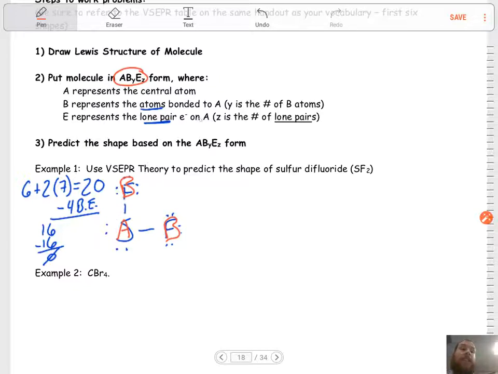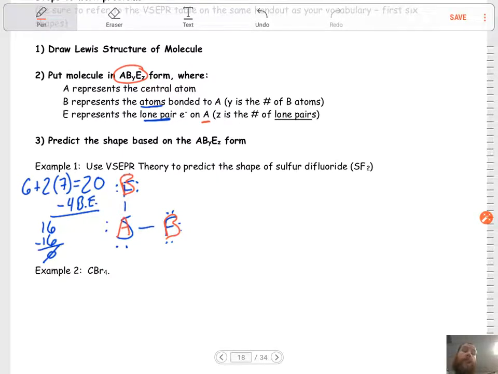Notice, it's not the lone pairs that are on your satellite atoms, the ones attached to the central one. It goes back to the central atom. If you start putting E's around here, it's going to be crazy and you're not going to find the right shape. The shape is always in respect to the central atom. So make sure that you're looking at the central atom. I've got a lone pair right here, that's one E, and a lone pair right here, that's another E.